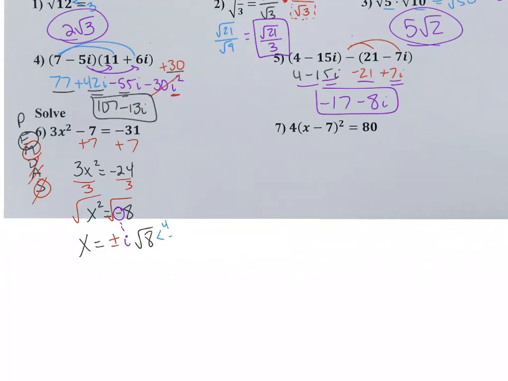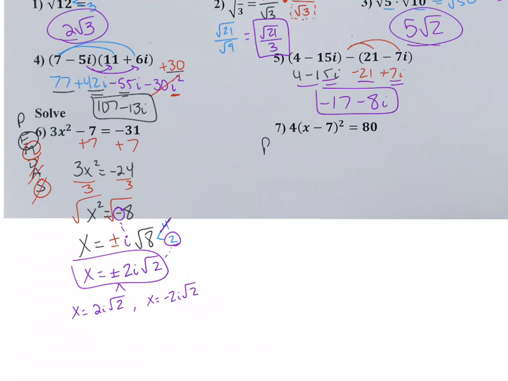8 is 4 times 2. Remember, 4 is perfect, so this 4 leaves the jail and turns into 2. This 2 stays in jail forever. So that's your final answer. Remember, you could write it as x equals 2i radical 2 and x equals minus 2i radical 2, but you don't have to.